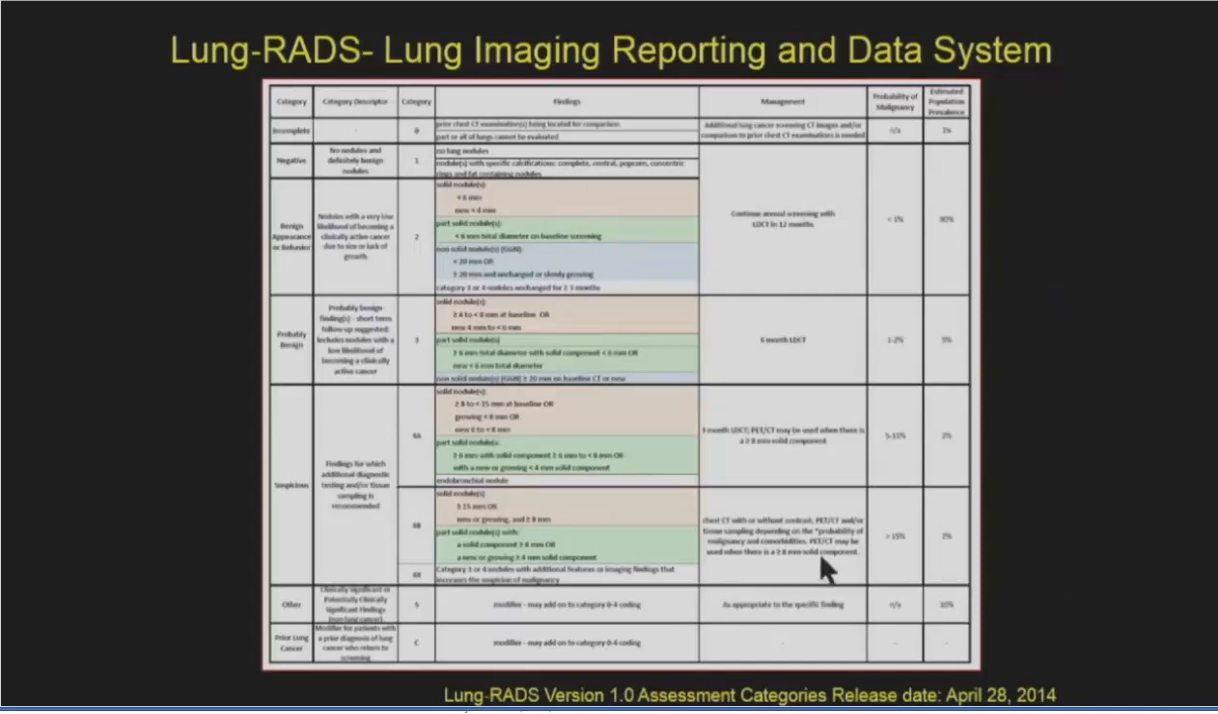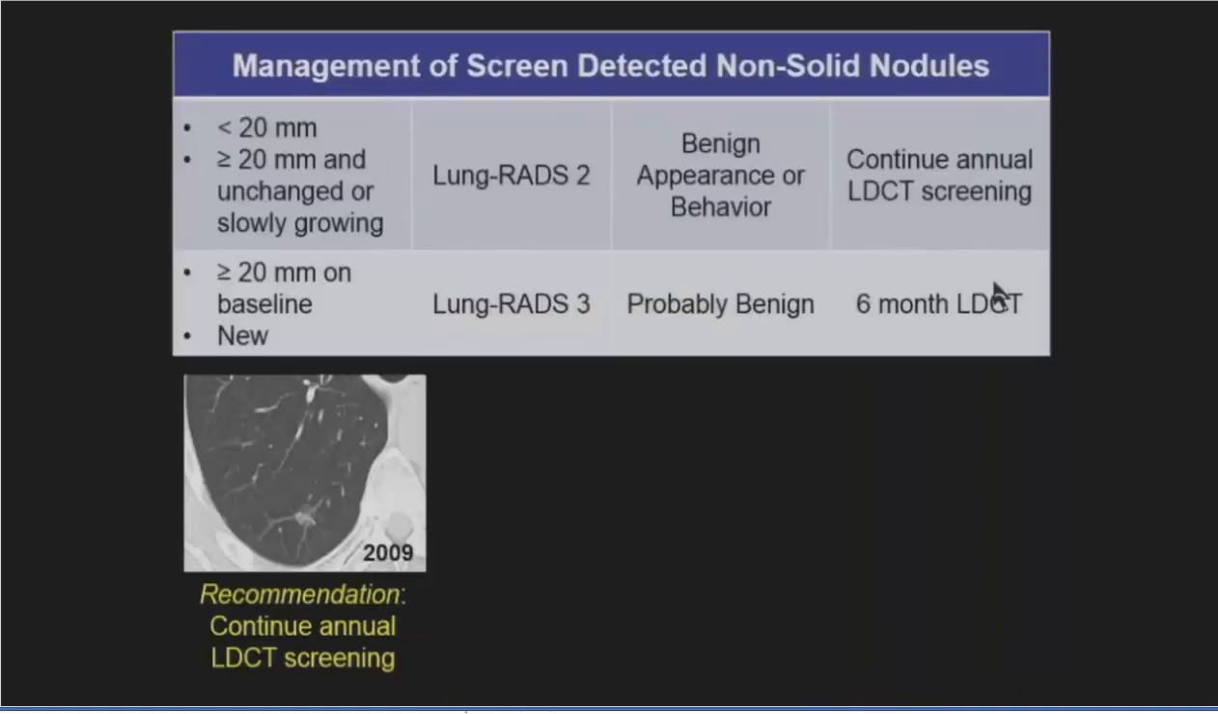And you can access these guidelines on the website from the American College of Radiology. I just want to briefly review the management of non-solid lesions or ground glass nodules in a screen-detected setting. So if a nodule is less than 20 millimeters, or if it's greater than that but it's stable or slowly growing, we're going to classify them as Lung-RADS 2, which corresponds to benign appearance or behavior.